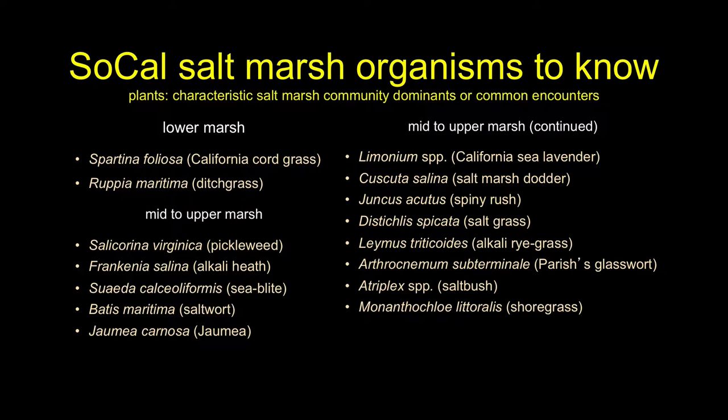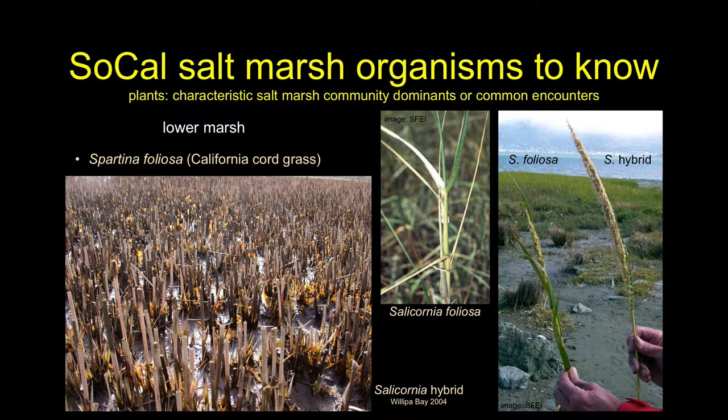There are native and non-native versions, so some of these are invasive, but Atriplex in general. And then Monanthochloe, which is another not numerically abundant, but pretty commonly encountered. All these guys are commonly encountered, but I would flag those. So you should have starred Spartina for the lower marsh, for the mid marsh, all five of those: Salicornia, Frankenia, Suaeda, Batis, and Jaumea. And for the upper marsh, I would just tag Limonium, Atriplex, Distichlis, and Monanthochloe. Okay, so let's look and see what these things look like.